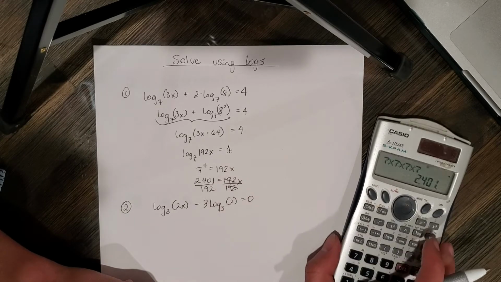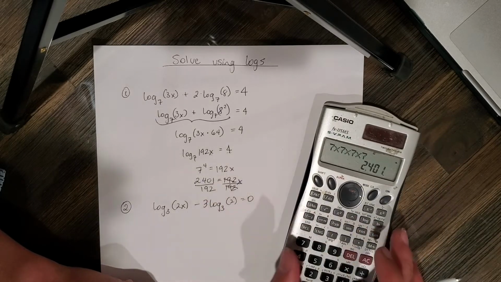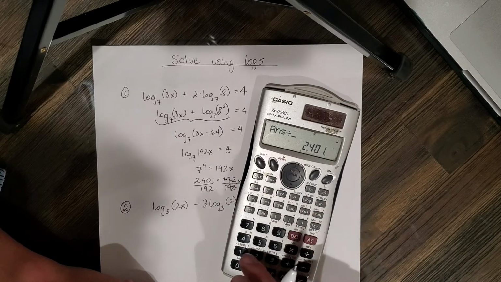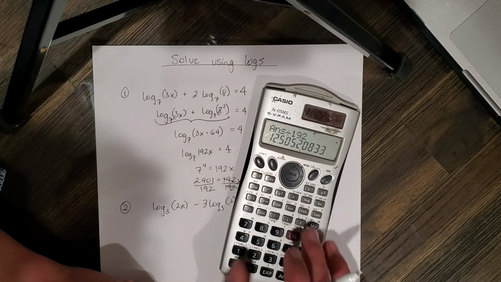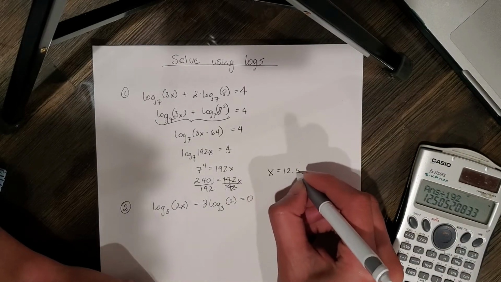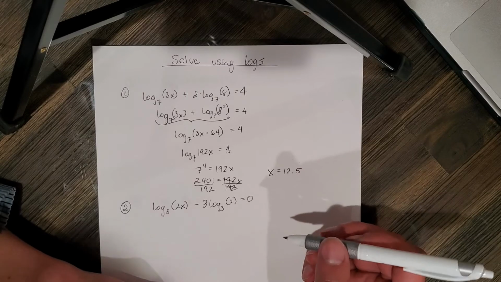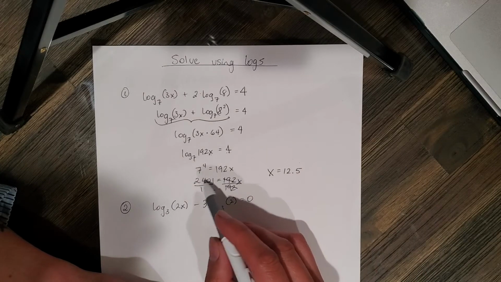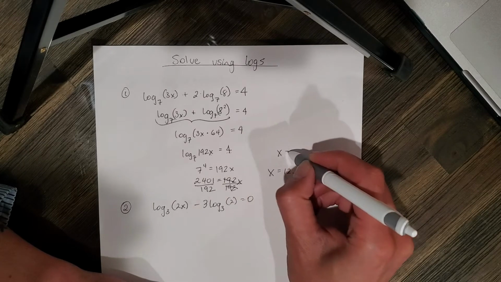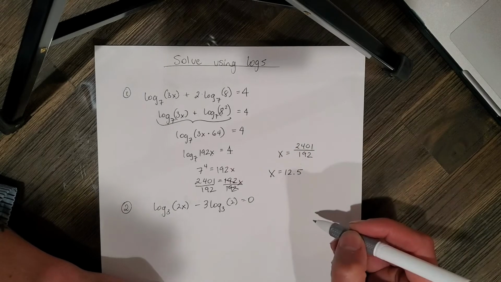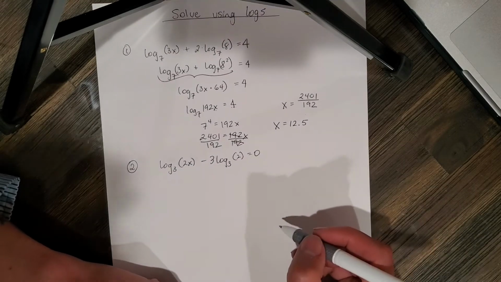The 192 is divided out there, so I'm left with 2,401 divided by 192. So divided by 192, and I get 12.5. Okay, so x equals 12.5. So actually here, instead of leaving our answer in decimal form, we're going to go ahead and leave it as a fraction. So it'll be x equals 2,401 over 192. Okay? All right, next one.